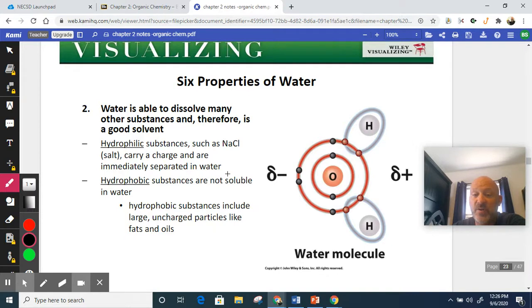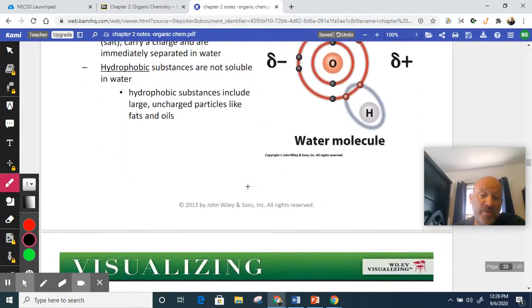Hydrophilic substances are substances that immediately become separated in water, like salt. If it can dissolve in water, it's considered hydrophilic. Hydrophobic substances are not soluble in water. This would be things like oils or fats. These are hydrophobic, all right? They repel water. It's also very important.